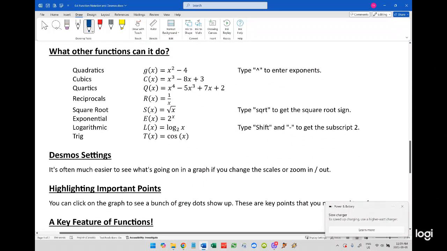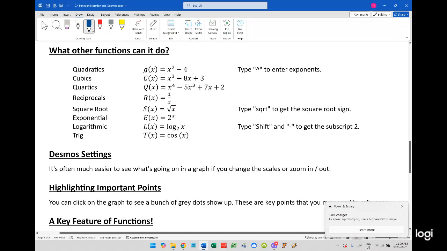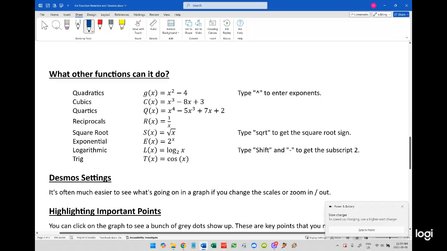We can do all kinds of functions here, and I'll let you just take a few minutes. I would recommend maybe pausing the video, taking a look at these, and just punching them in on your own. I'm not going to bother doing that just as a time saver, but I will point out that there are a few things that you should know about punching things in.